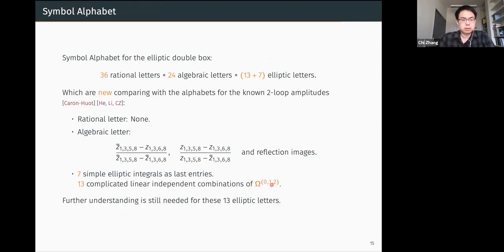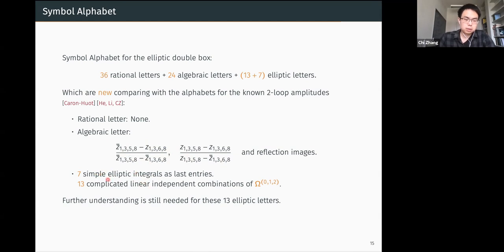So let me end this section by summarizing the symbol alphabet. The symbol alphabet for the double box consists of 36 rational letters, 24 algebraic letters, and 20 elliptic letters. Comparing with what we know from the 2-loop MHV and NMHV amplitudes, there are 2 new features. First, the individual algebraic letters appearing in the 2-loop NMHV amplitudes only contain 1 square root. However, in the double box integral, there are also algebraic letters involving 2 different square roots. The other new feature is definitely these elliptic letters.